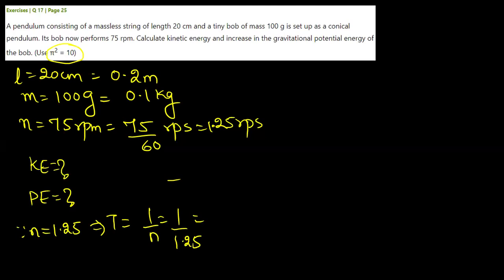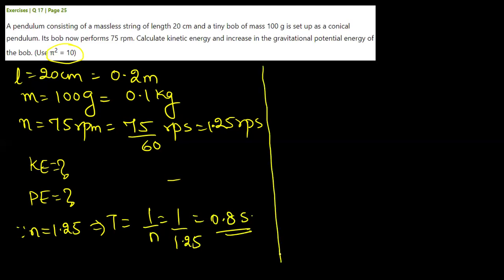Those who don't know how to find the reciprocal value, please go through the logarithm playlist. There I have reciprocal के लिए भी एक video है, so you can refer that. So this is 0.8 second. Using reciprocal table in your logbook, you can find this value. It is 0.8 second. Now, why did I find this time period? Because I need to find kinetic energy and potential energy of this pendulum.